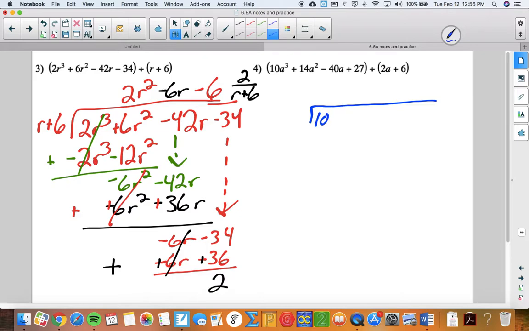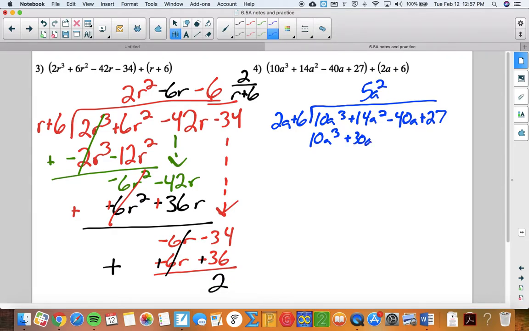Next one, 10a to the third plus 14a squared minus 40a plus 27. It's getting divided by 2a plus 6. So we ask ourselves, where should I start? Start at the beginning. How many times does 2a go into 10a to the third? 5a squared. Put that above the a squared term, folks, to keep things organized. Distribute the 5a squared to both of these two terms, and we get 10a to the third. And then 5a squared times 6 is 30a squared.